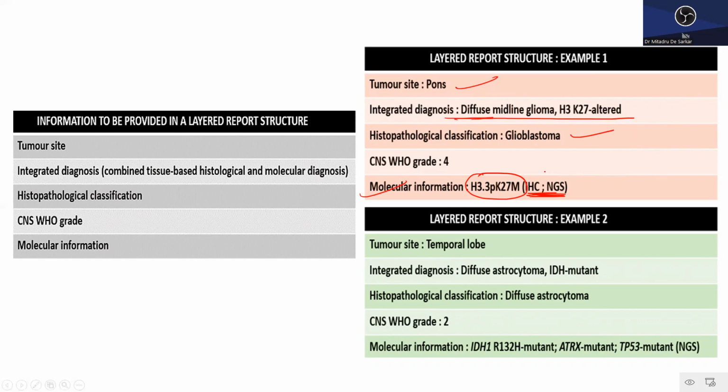Now, obviously, this particular kind of approach helps in a place where you have access to things like NGS and a wide array of IHC markers. In many cases, you will probably be stuck with the diagnosis of glioblastoma, NOS, because you don't have the resources to work up the case for IDH, ATRX, and the histone gene mutations.